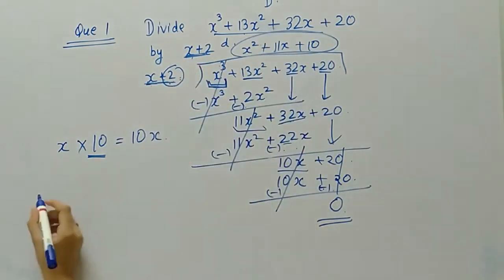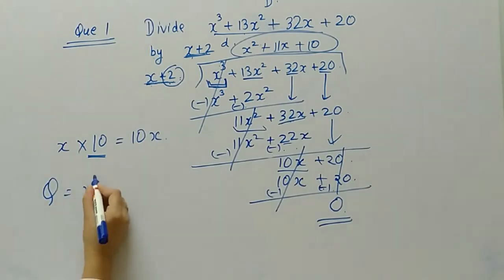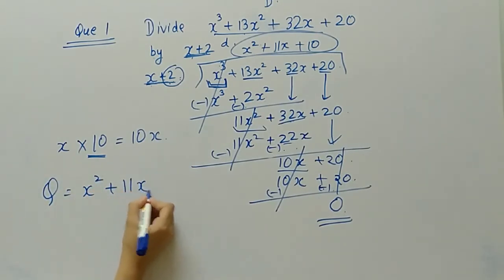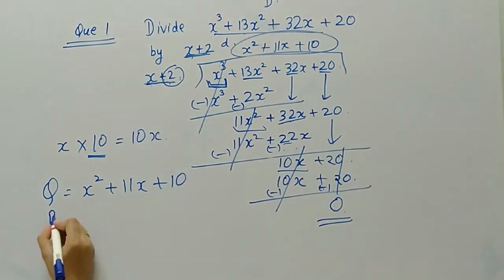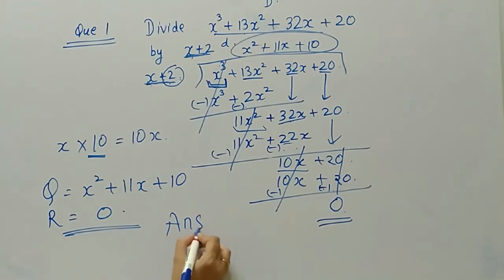So when x cube plus 13x square plus 32x plus 20 is divided by x plus 2, our quotient is x square plus 11x plus 10 and our remainder is 0. This is our answer.